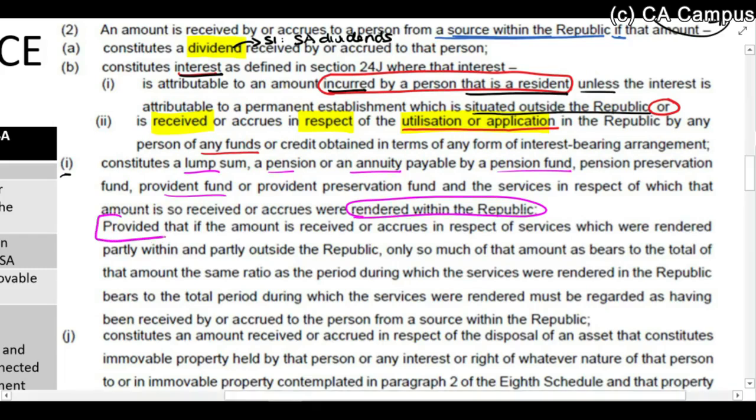They say, provided, here's a proviso, provided that if the amount is received or accrues in respect of services which are rendered partly within and partly outside of the Republic, only so much of that amount as bears to the total of that amount the same ratio as the period during which the services were rendered in the Republic bears to the total period during which the services were rendered, must be regarded as having been received by or accrued to the person from a source within the Republic. Right, so what does that mean, guys?